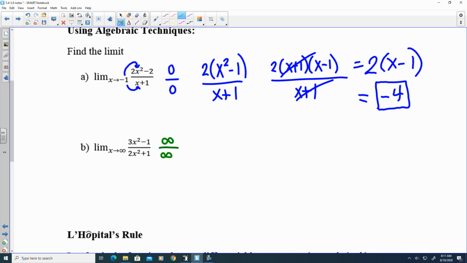So if we think back to the infinite limit rules, we're just talking about horizontal asymptotes. If we're doing a rational function at infinity, it's a horizontal asymptote. So since the powers are the same on the top and the bottom, we look at only the first terms here, the biggest power terms, and our limit is going to be 3/2 because of the coefficients. You divide the coefficients when the powers are the same.